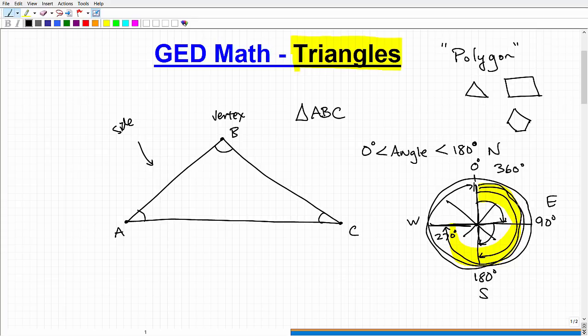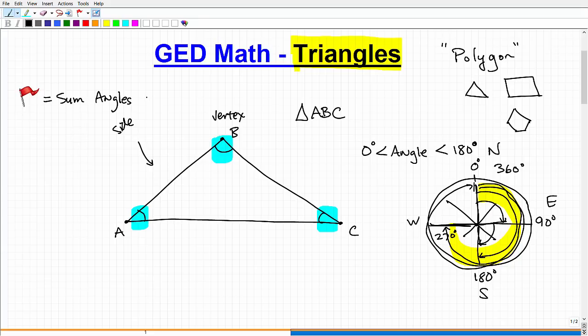Okay, so the thing about a triangle, and this is really important, so let's put a little flag here, is that the sum of the angles in a triangle, in other words, if I take this angle and add it to this angle, and add up that angle, no matter what triangle I have, the sum of the angles is always going to be equal to 180 degrees. This is extremely important for you to remember, okay? No matter what triangle, if I add up all 3 angles, I'll always get 180 degrees. So that's going to help us out.